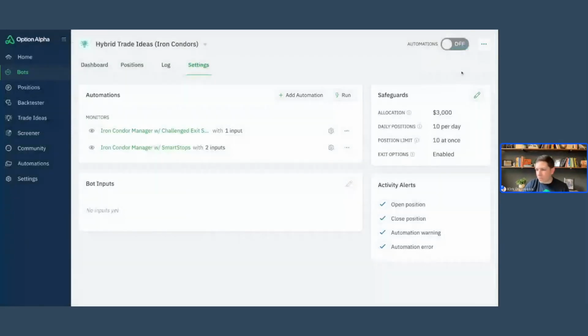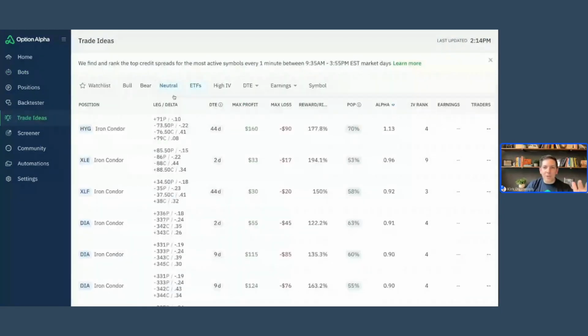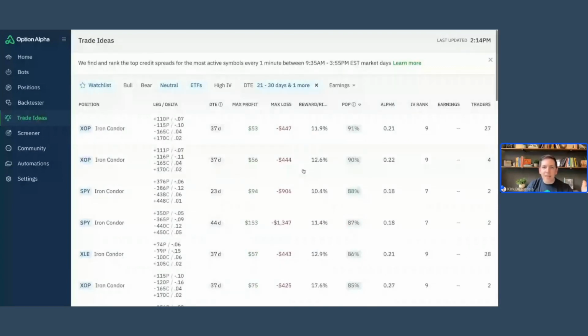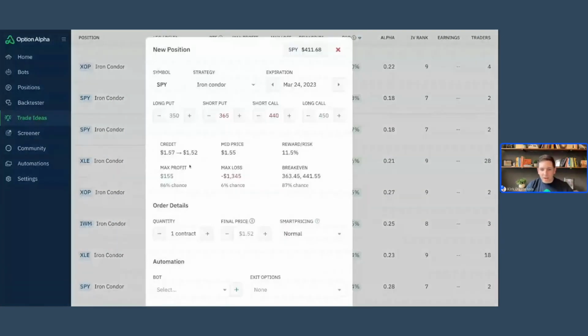If I go into trade ideas and I'm entering a neutral position in an ETF, it's got to be on my watch list. I want to do something 20 to 45 days, right? I'll sort by probability of profit. Let's just find a trade like this, okay? Let's say I want to do this iron condor trade, okay? Tight spreads, okay, good to go. 155. Look, I'm just setting this up.